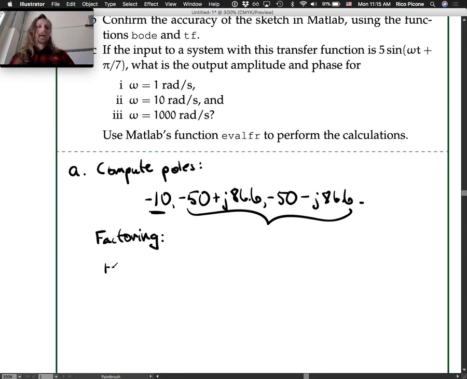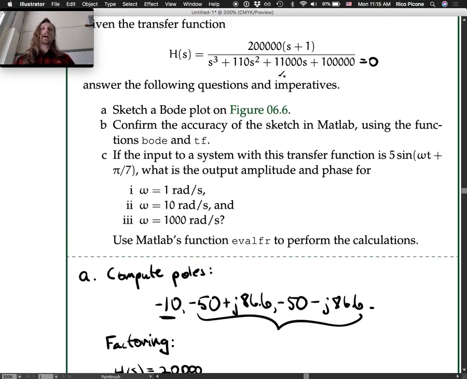We will rewrite our transfer function, H(s) equals, we still have our 20,000. I'll just put more zeros here. 20,000. Let's pull out the s plus 1. So 20,000 is a gain term, right? We also looked at that transfer function. And so we'll pull that out front. That'll be our gain term.